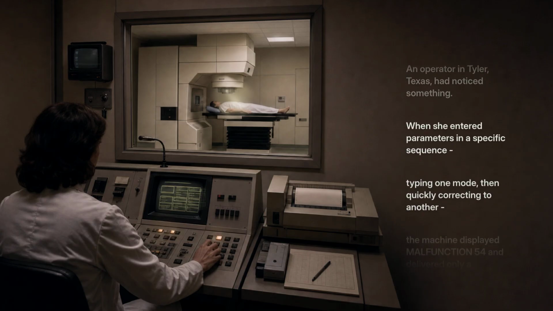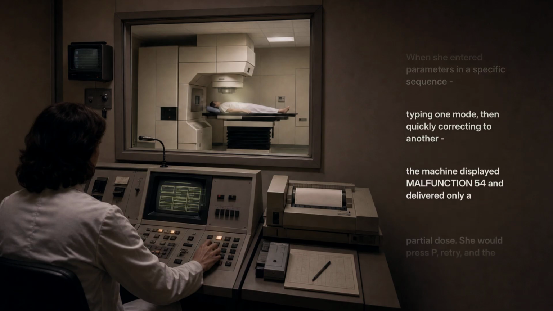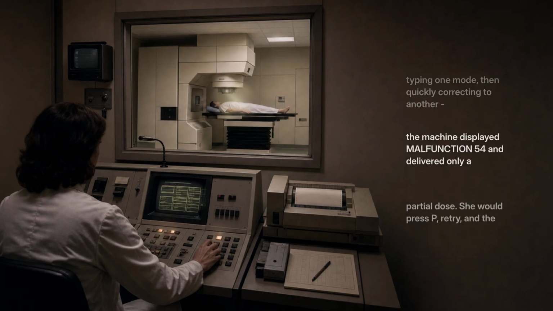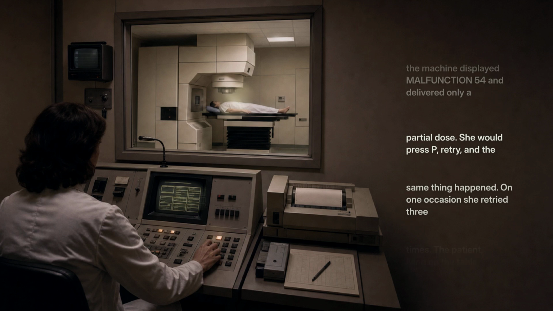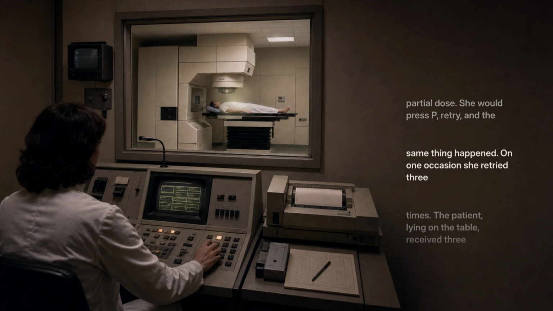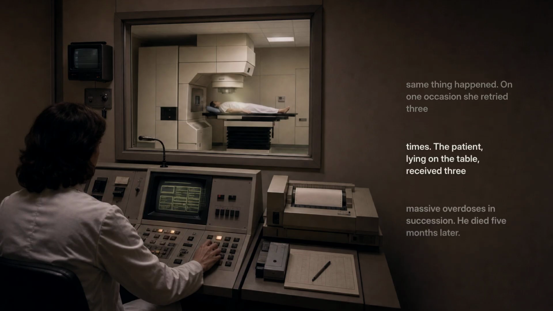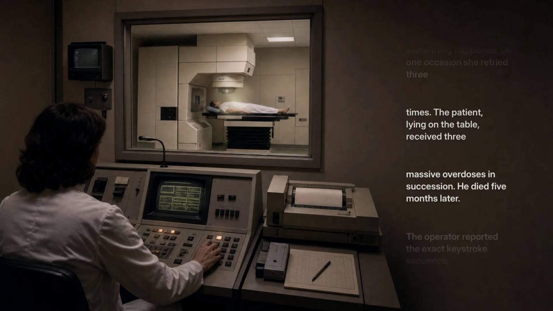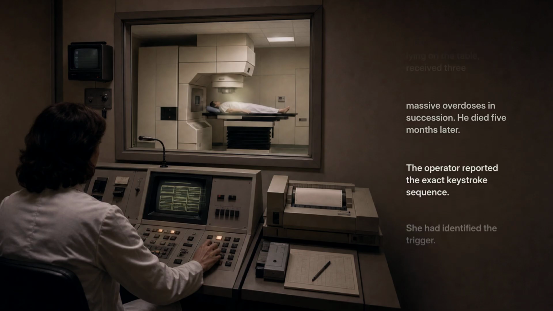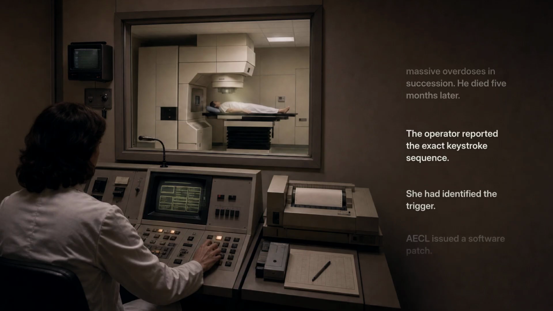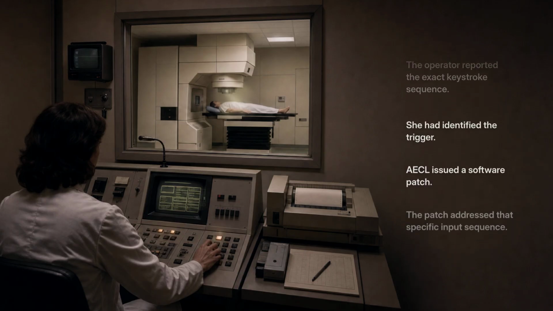Then came the incident that cracked the case open. An operator in Tyler, Texas had noticed something. When she entered parameters in a specific sequence, typing one mode, then quickly correcting to another, the machine displayed malfunction 54 and delivered only a partial dose. She would press P, retry, and the same thing happened. On one occasion, she retried 3 times. The patient lying on the table received 3 massive overdoses in succession. He died 5 months later.